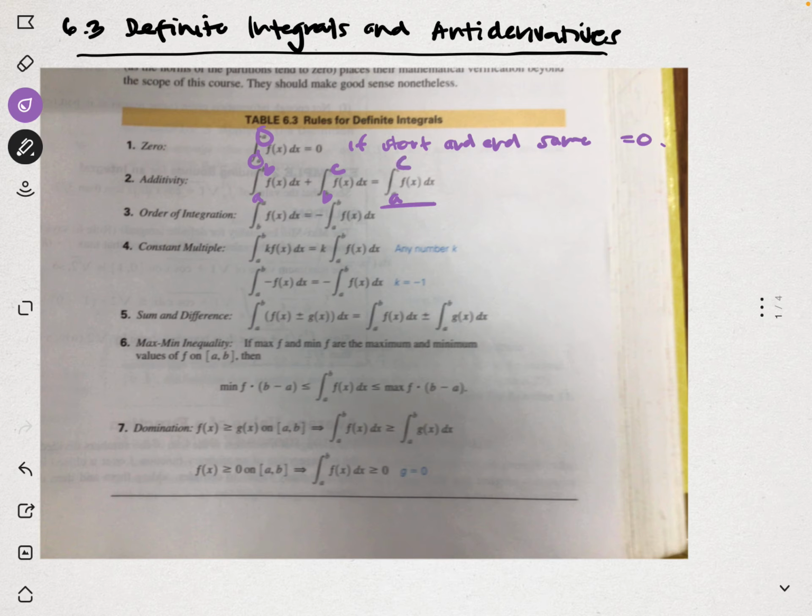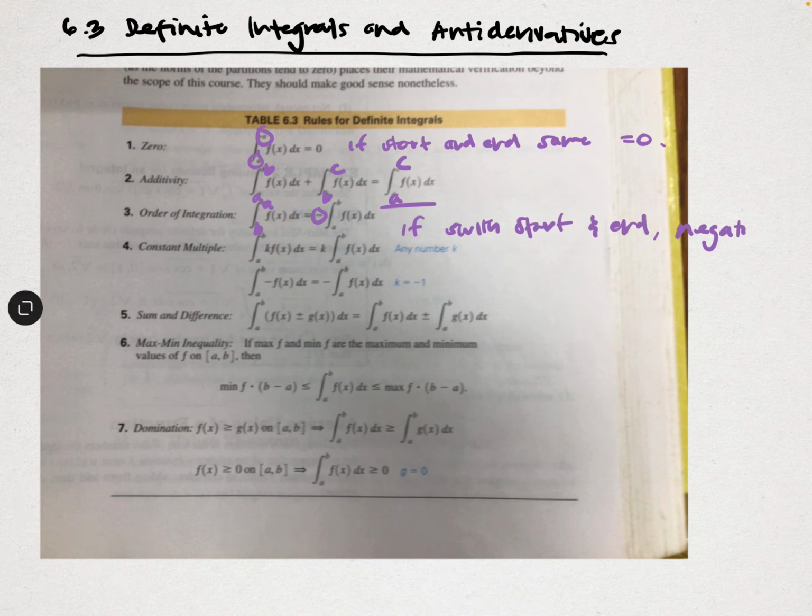Alright, number 3, order of integration. What this says is if we flip-flop the end and the start, so instead of starting at A and going to B, if we go from B to A, then all that happens is a negative. So if we switch start and end, the whole thing becomes a negative, or the opposite of.